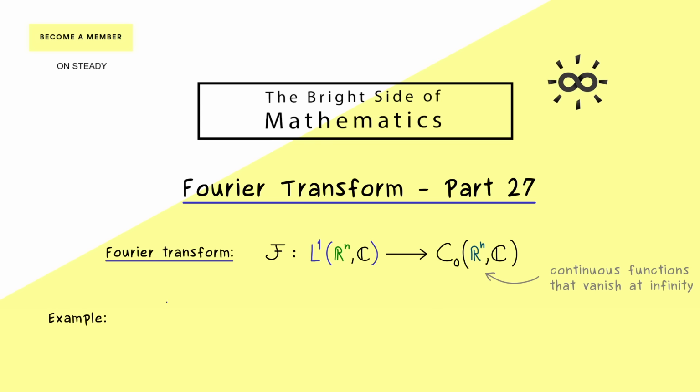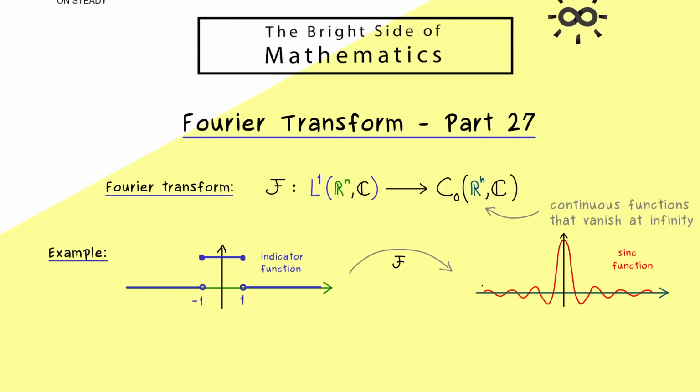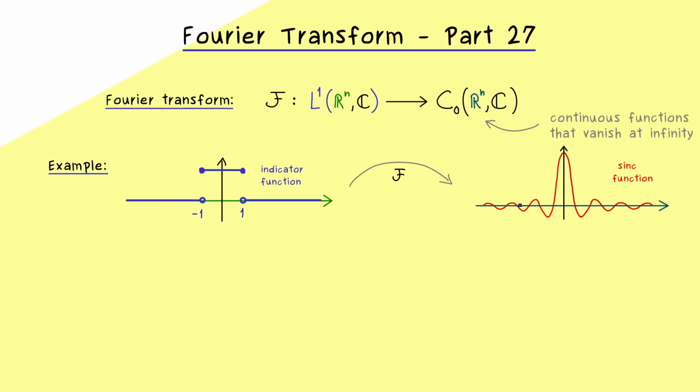And as you might remember, we have already discussed an example of that in part 25. In the one-dimensional case, this was quite simple, because we could just consider the indicator function of the interval from -1 to +1. And the Fourier transform of that is the famous sinc function. And indeed, this is a function that fluctuates a lot, but it still goes to 0 when we go to plus or minus infinity. So this is the best example to see that the result does not have to be integrable anymore. So this is something you should remember.